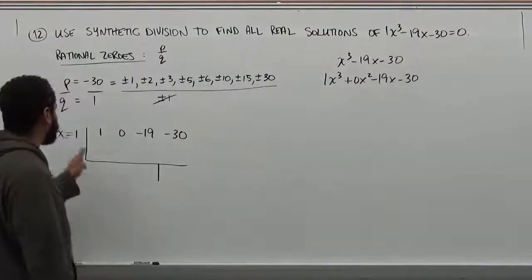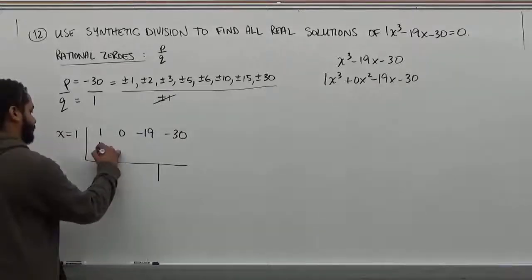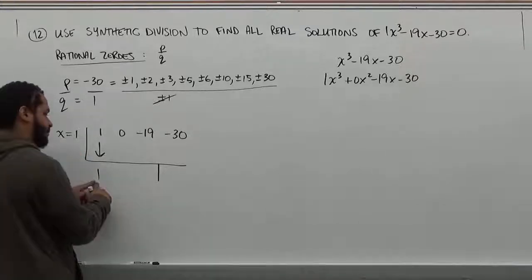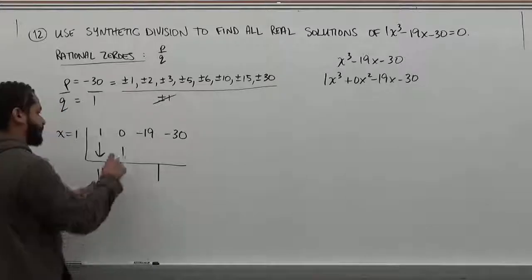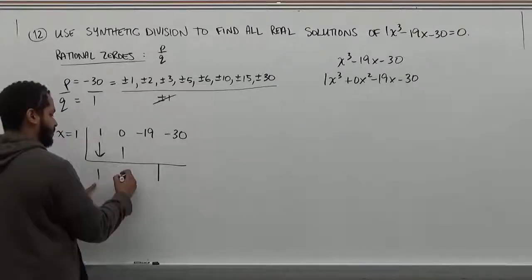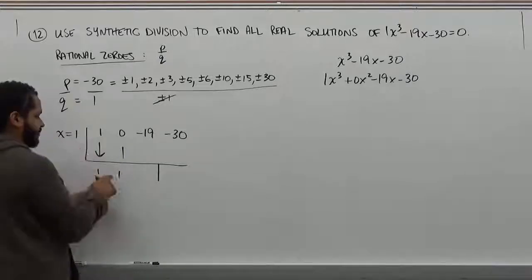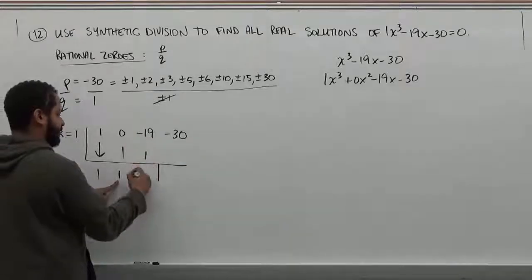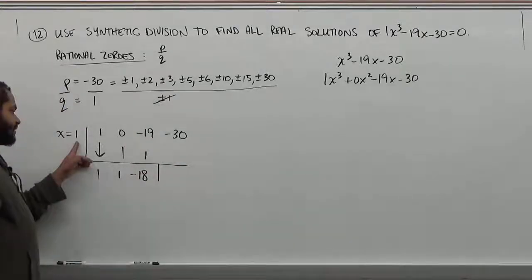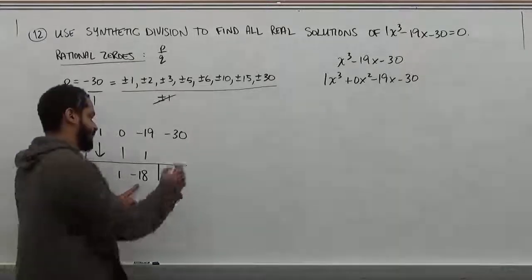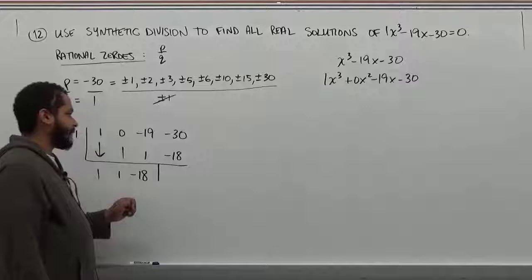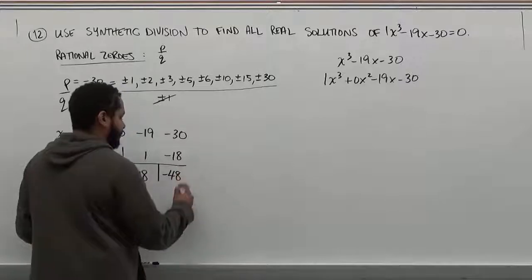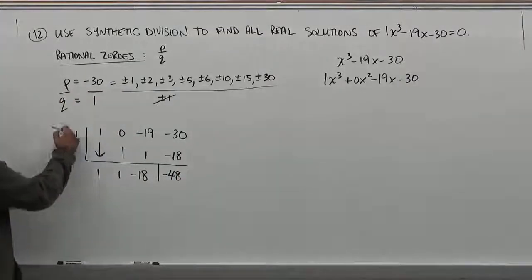In here we put the remainder, and what we do first is always bring down the first term. So here we bring down the 1, then we multiply it by this 1 and place the product here. The next step is we take the sum of the two terms: 0 plus 1 is 1. Again, we take the product: 1 times 1 is 1. Negative 19 plus 1 is negative 18. Now we repeat the process: 1 times negative 18 is negative 18. When we sum them up, negative 30 plus negative 18 is negative 48. This is not 0, so that means x equals 1 is not a solution.